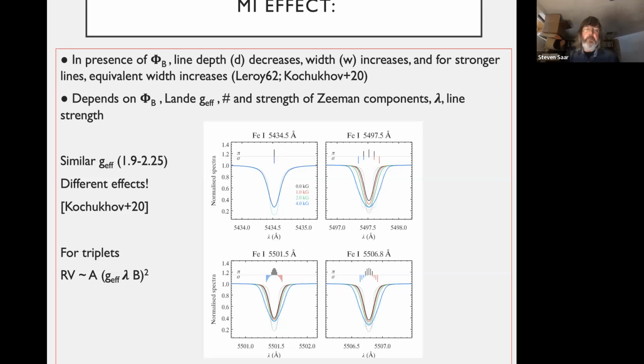So that is the anomalous effect, and how the relative splitting number and spacing can really change things from line to line. Even just scaling by, although for simple triplets, you have a fairly nice relation shown in the lower left, where the radial velocity is proportional to the area and g effective, lambda, and magnetic field strength squared, it definitely gets more complicated when you have a more complicated Zeeman splitting.